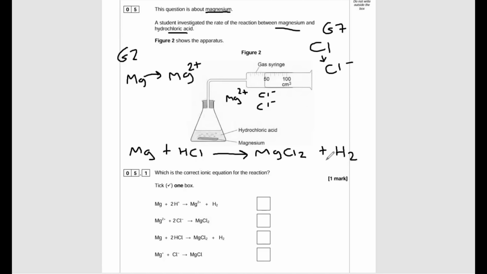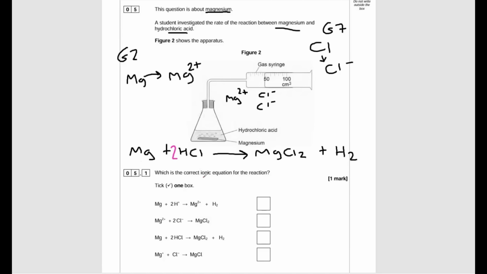Now, I need to balance this up. I've naturally got 2 hydrogens because hydrogen is a diatomic molecule. I also need 2 chlorines, and we can take care of that by just putting a 2 there. So this is known as the chemical equation for the reaction between magnesium and hydrochloric acid.